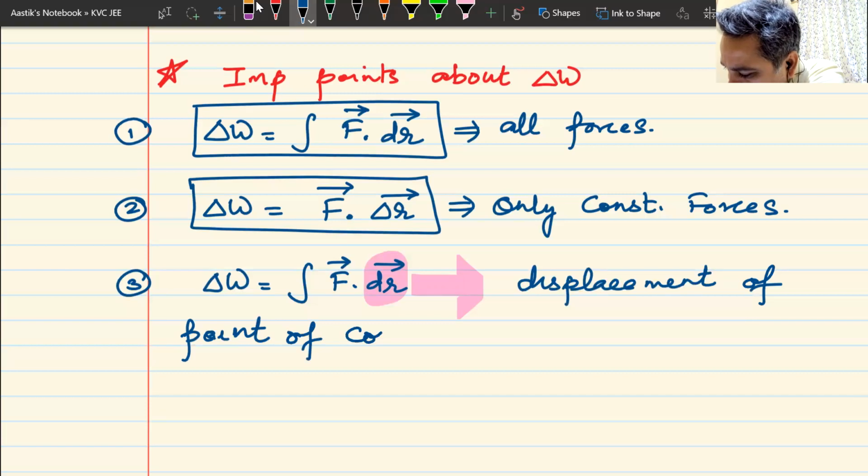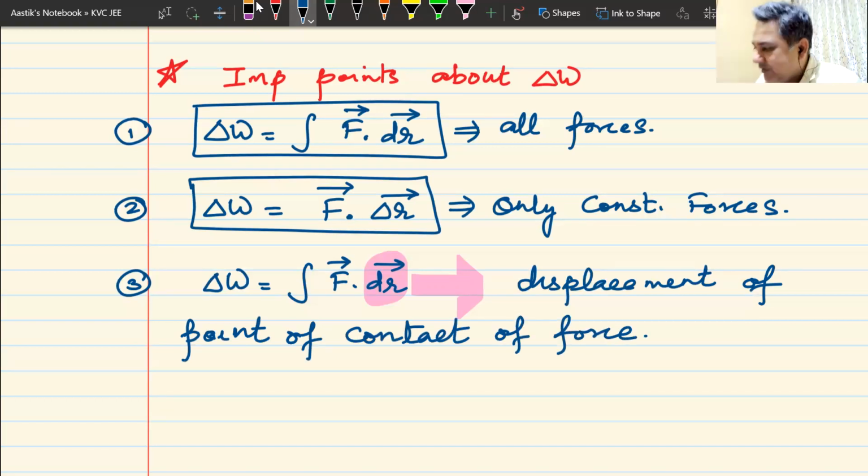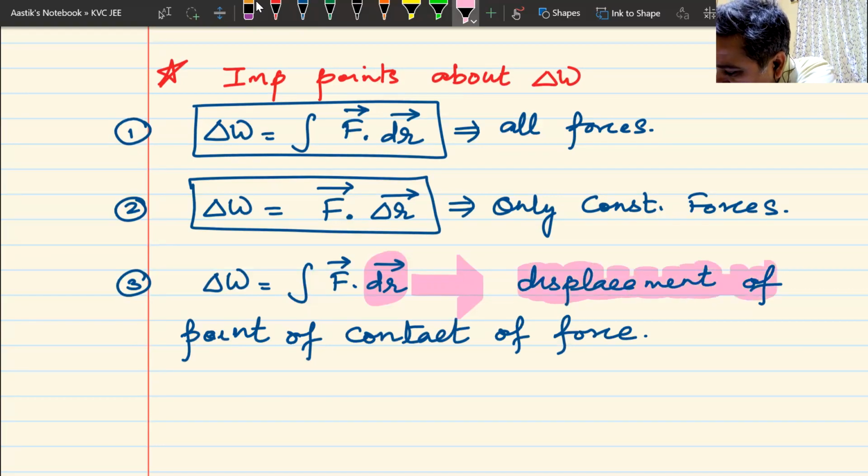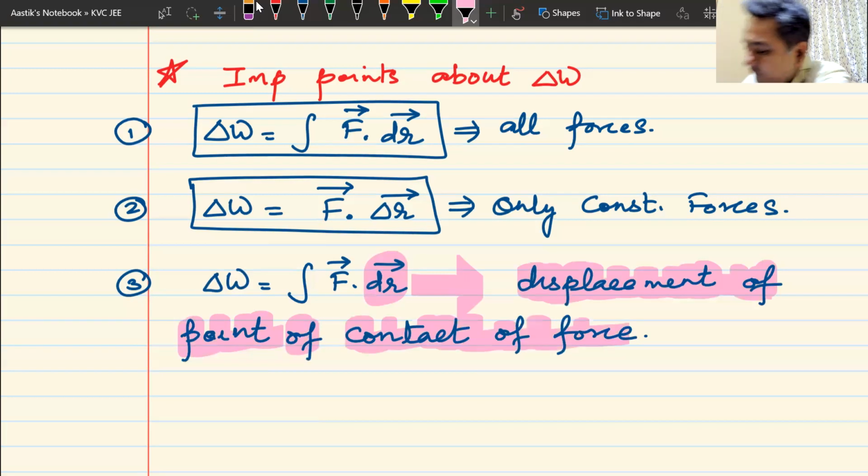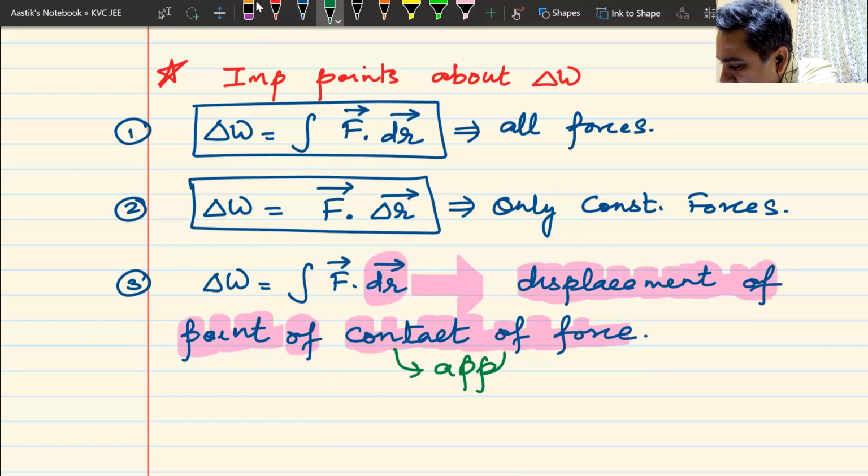Now, these are very fine points about work done. You will not find it in any book, may not be even in your notes. These are specially meant to be discussed in the class. This delta r is the displacement of the point of contact of force, or rather, I can use a better word: point of application of force. Now, what do I mean by this? I will try to illustrate it with some examples.